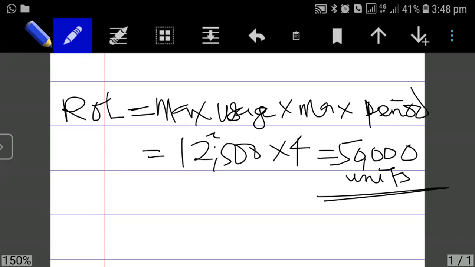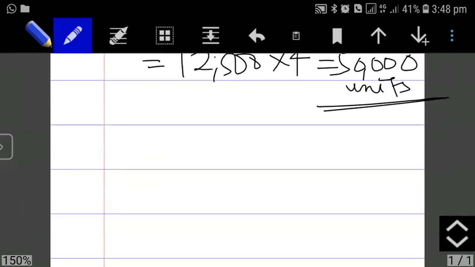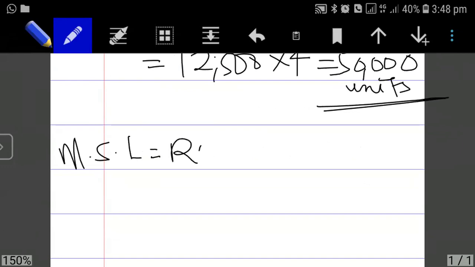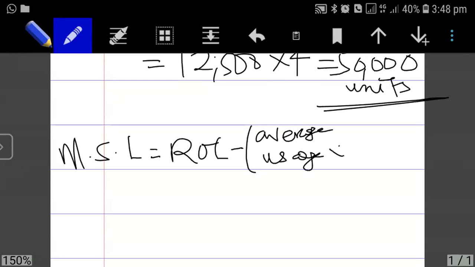Let us call it minimum stock level. The minimum stock level now equals what? The reorder level, which we have calculated, minus average usage multiplied by what? Average delivery period.